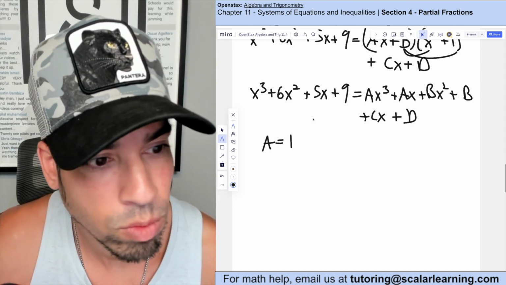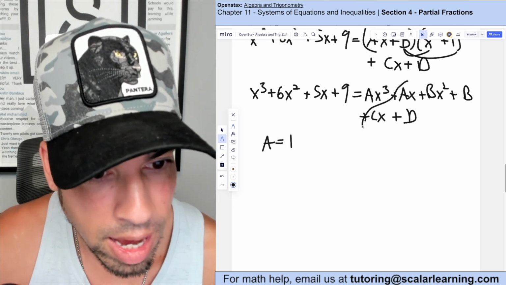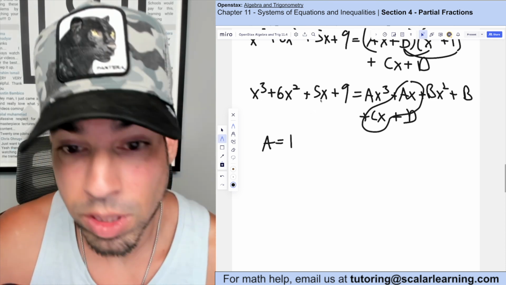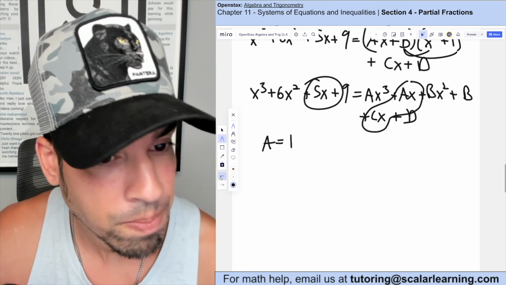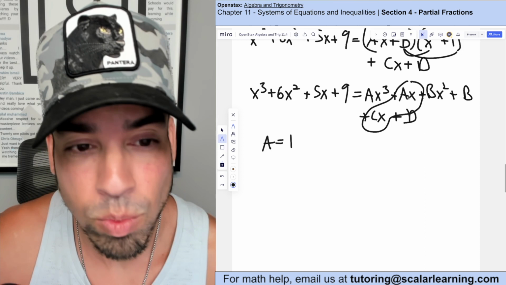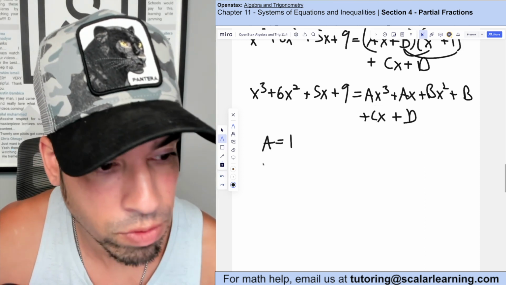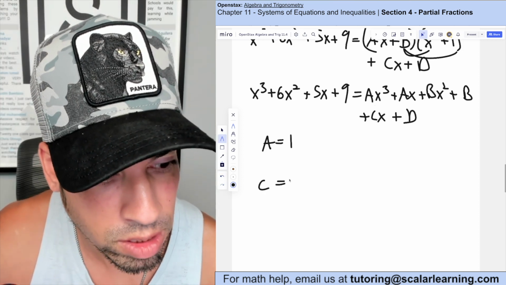Okay, next we see that we've got an ax and a cx, only with a singular x. Here we have a 5, right? That means since I know that a is 1, c has to be 4, because 4 plus 1 is 5, right? So we know that c is 4.